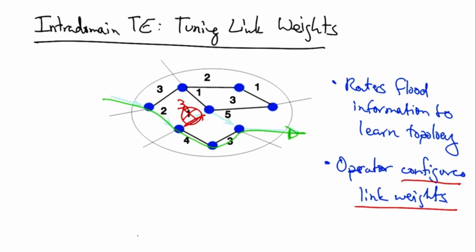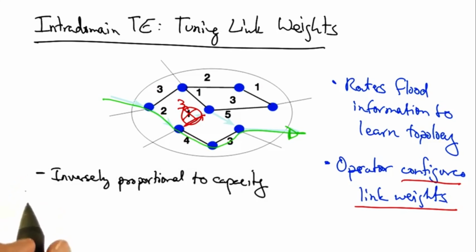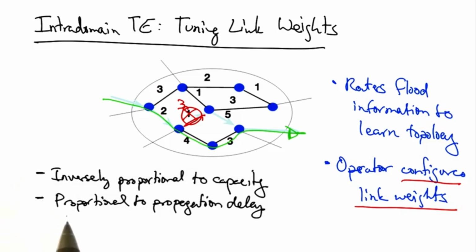In practice, network operators set these link weights in a variety of ways. One could set the link weights inversely proportional to capacity, proportional to propagation delay, or the operator might perform some network-wide optimization based on traffic.